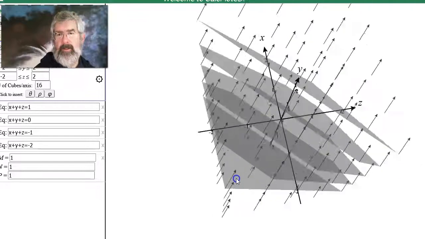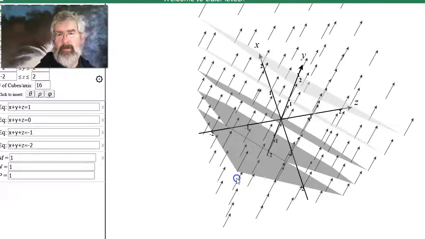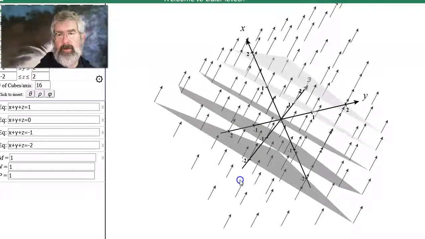I've got 5 level surfaces in there. The one that goes through the origin is level 0. So I think it's level -2, -1, 0, 1, and 2. And notice, I know it's in that direction because the gradient always points in the direction of increasing function value. So it's saying as I move this way, the function's getting bigger.